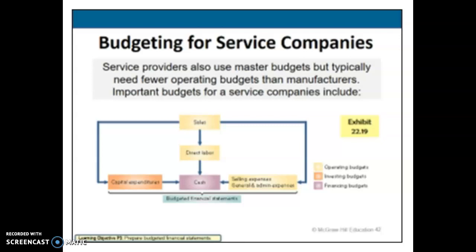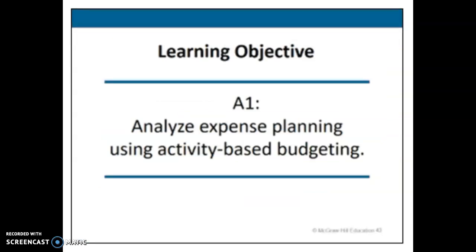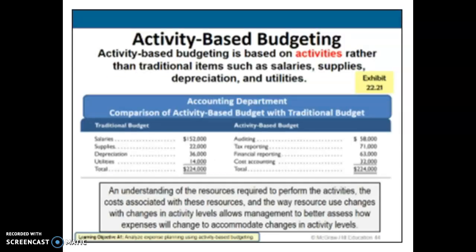All right, so let's look at our next one. We're going to be looking at analyzing expense planning for activity-based budgeting. So activity-based budgeting is where we focus on an activity as the focus, rather than things such as salaries, supplies, depreciation, and utilities. Traditional budgeting systems list those kinds of things, and with a traditional budget, management often makes across-the-board budget cuts or increases. For example, management may decide that each of the line items in the traditional budget has to be cut by 5%. It's not always a good strategic decision.